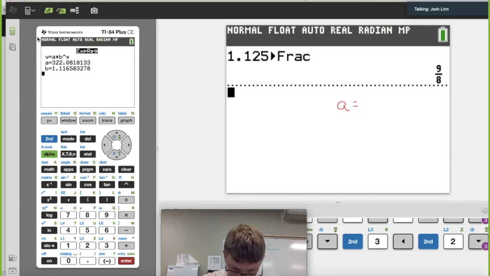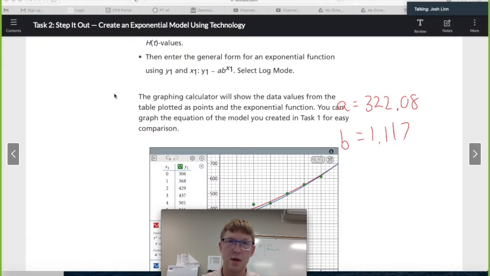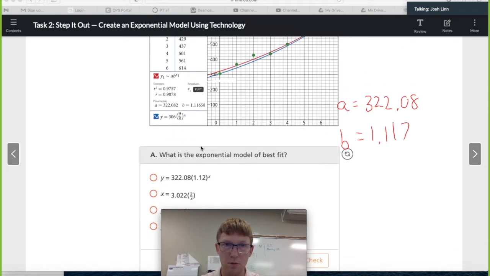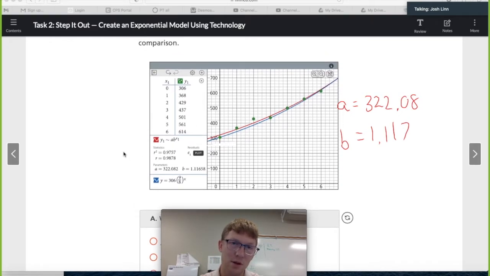So A equals 322.08. And our B, this is our base value, is 1.117. We'll go with that. So then, let's see what they came up with. You can also graph it. I didn't look up how to do that, so you may have to do that yourself.